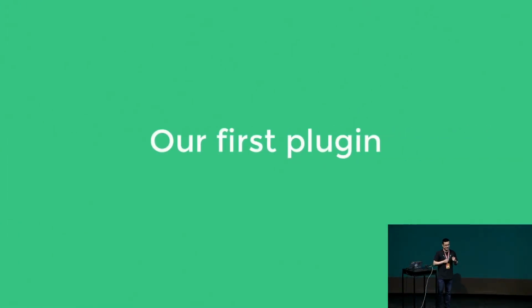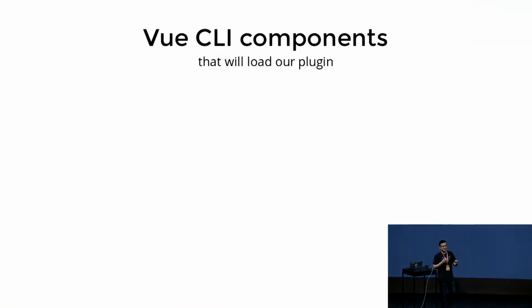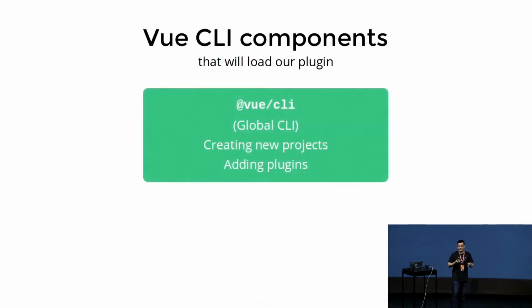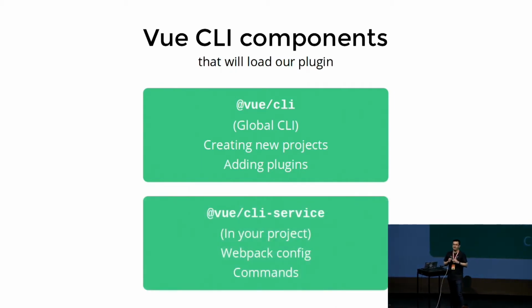The main components of Vue CLI 3 that will load and use our plugin are first the CLI itself. When you create a new project or add new plugins to an existing project, that's when the CLI itself will load plugins and execute them. Another very important component of the Vue CLI project is the service, which lies in the project development dependencies. It's called Vue CLI service.